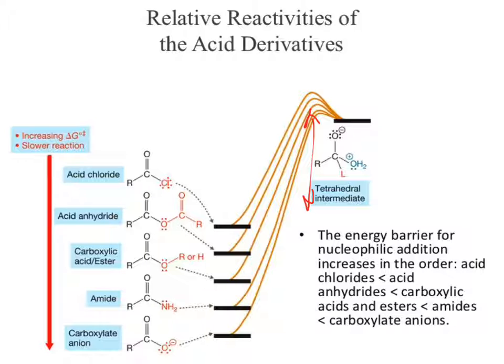After that, your leaving group can leave, and we would see the other end of this, where it's now transitioning down to how low in energy each of those leaving groups are. As long as you maintain that order, that's going to be the most important thing. So your acid chlorides are the most active and will react the fastest, followed by the acid anhydrides, esters and acids, which come in about the same, your amides and your carboxylates.